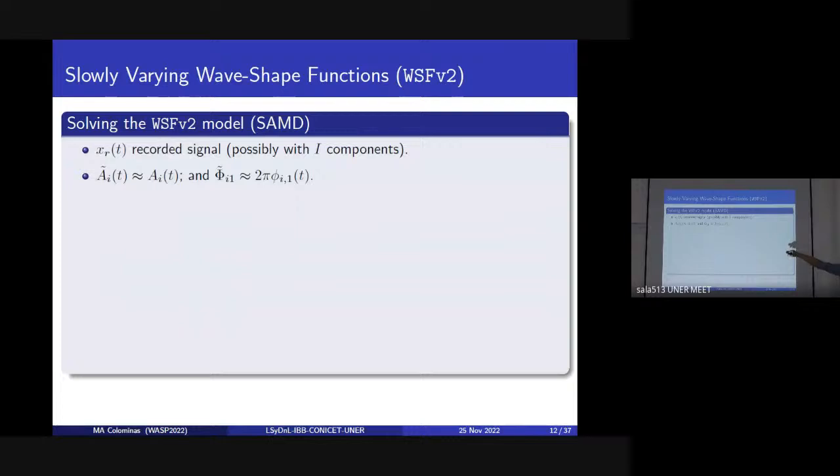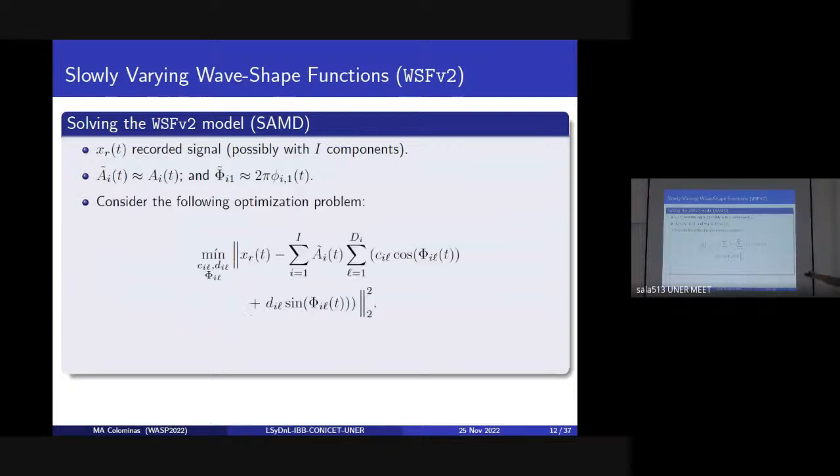Again, we can estimate the amplitudes and phases, the fundamental amplitudes and fundamental phases, from the STFT, and we can consider this problem. For the sake of clarity, we can just imagine I capital is equal to 1, and that's it. But what we have done here compared to the previous case is we have introduced this phi L, instead of being L times a given phi. This is the main difference here.